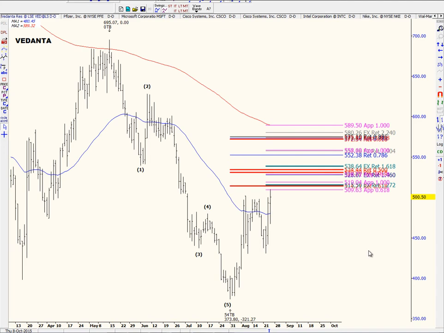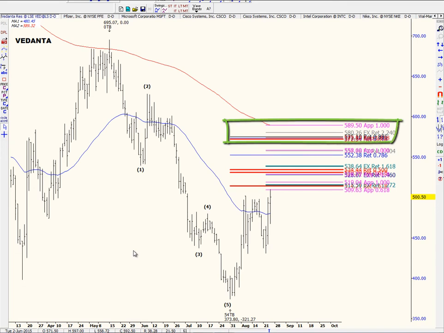Okay, so in terms of our zones, we have 4 established zones. Our first zone comes in at 509.63 to 519.04. Zone 2 is 528.07 to 538.64. Our third zone is 552.38 to 558.60. And our fourth and final zone comes in at around 572 to 589.5.